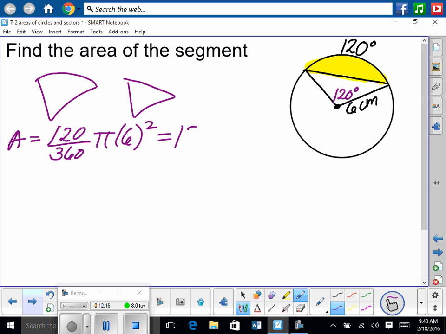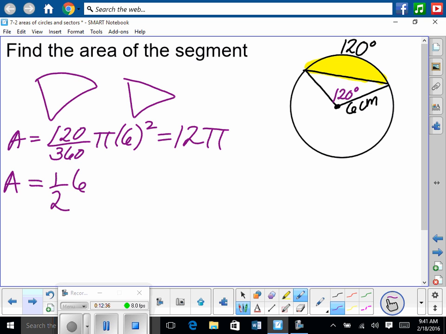Pi. So the full sector, if you're filling that full section, would be 12 pi. Now we're going to find the area of the triangle. Once again, not a right triangle. Even if it was right, we could use this formula, which is 1/2 times side 1, which is 6. Oh no, I only have one side. What am I going to do?